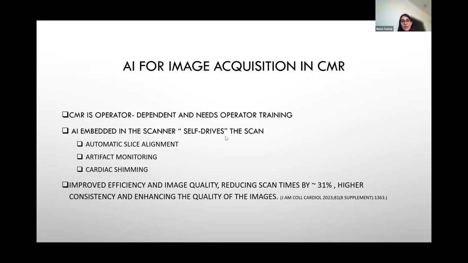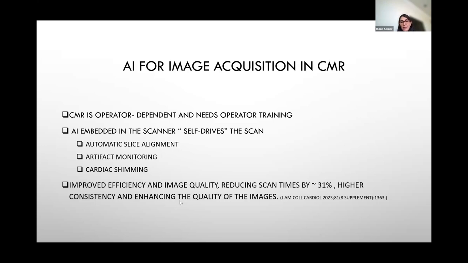And this self-driving scan will automatically do the slice alignment for the technologist, so they don't have to manually plan all the cardiac views. In addition, it will monitor for artifacts and will also do an automated cardiac shim to improve the image quality.